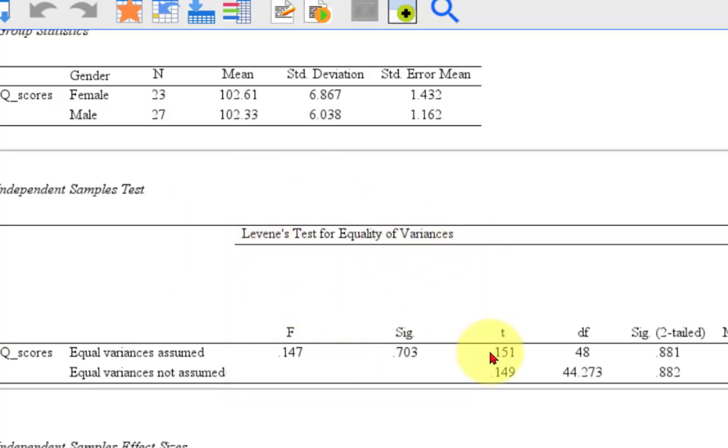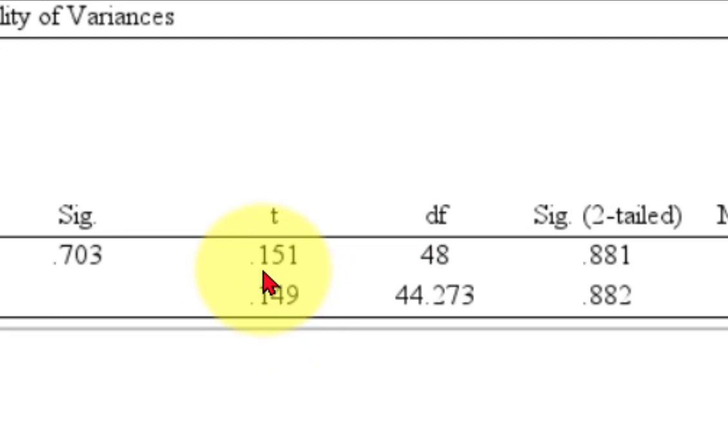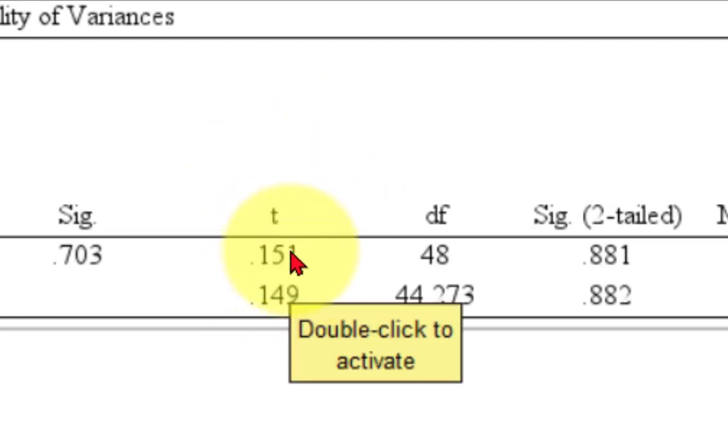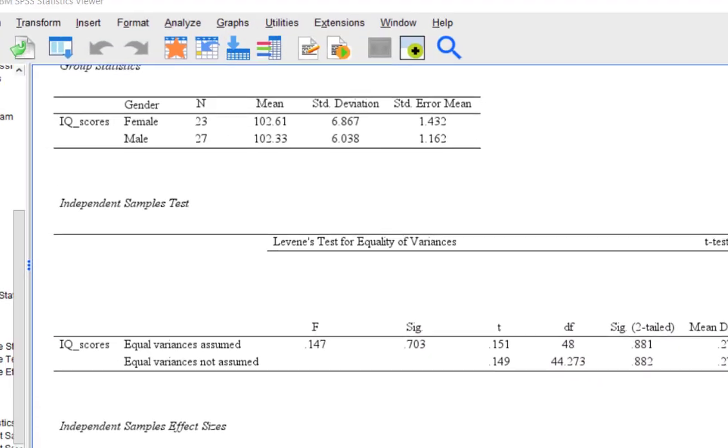We're looking for this, the t-score. Boom, 0.151. The rule of thumb is if t is 2 or greater, or -2 or less, then you're going to have a significant difference. So there's your sig value. It's not even close. Okay, so let's answer them questions.